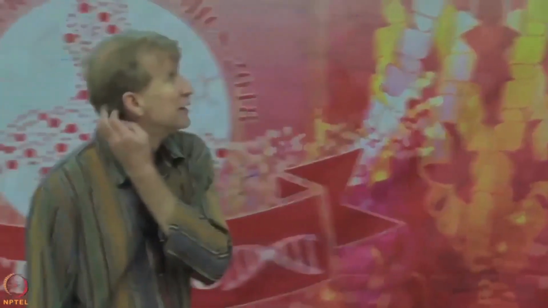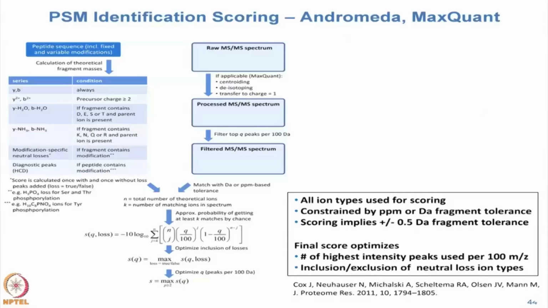All right. Now, something that's quite a bit more different and less intuitive is something like one of these scores that use a probability-based approach, and this is the binomial probability equation. It is the basis for scoring in the Andromeda search engine that's part of MaxQuant. Roughly the same approach is used in Mascot.